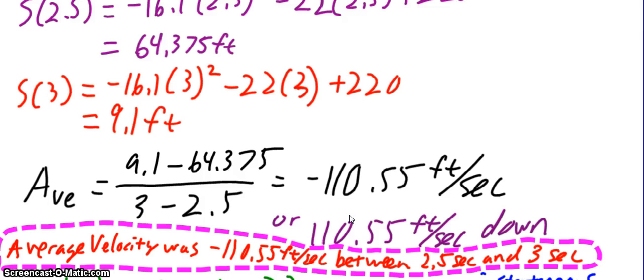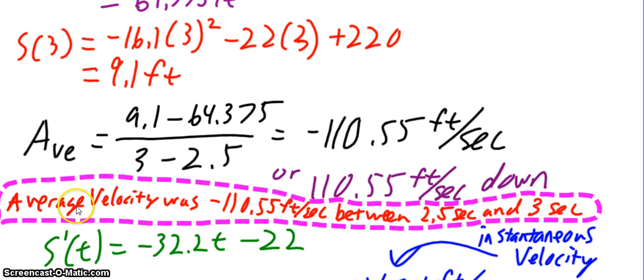So this is where, remember how I keep beating to death, this is kind of gruesome, I guess, the idea of context and how important that is when you're answering a question that has context to it. So we can have a negative velocity, or we could say that it's falling at 110.55 feet per second down. Either one is fine. So in this case, I just said that the average velocity was negative 110.55 feet per second between 2.5 seconds and 3 seconds. So I didn't put in the down because I kept it as negative, but I could have written this as positive and then said that it was falling down.